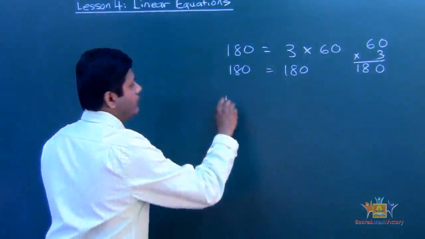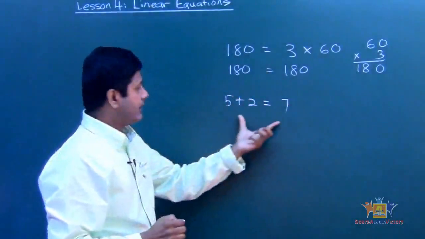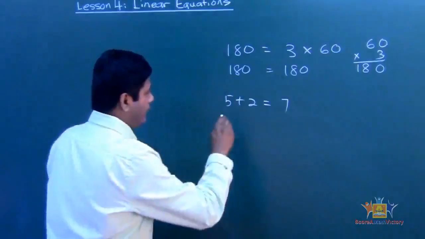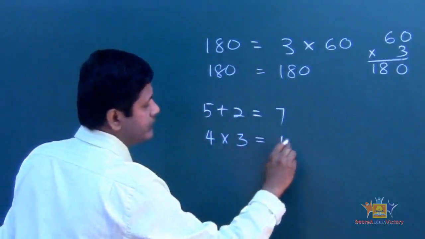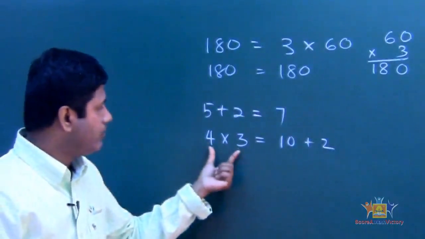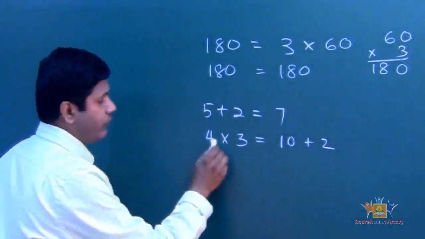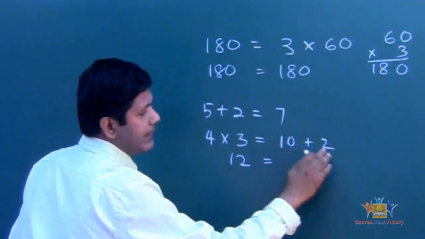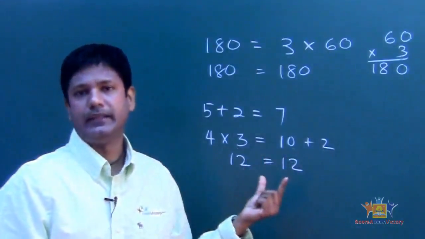Let's say I give you 5 plus 2 equals 7. Now that's called equality. If I give you 4 times 3 is also equal to 10 plus 2, you have to complete that and determine whether it's true or false, because 4 times 3 is 12, and 10 plus 2 is 12. So they are equal. So that's called equality.